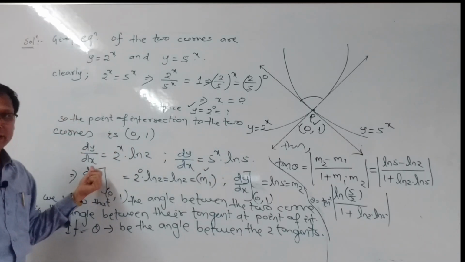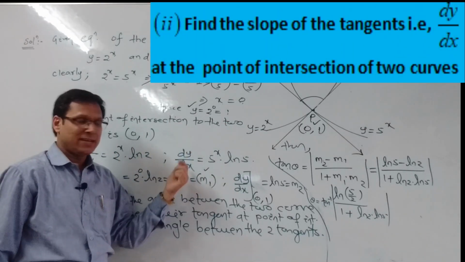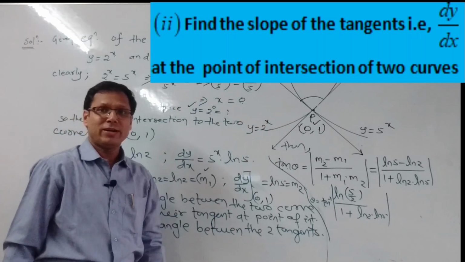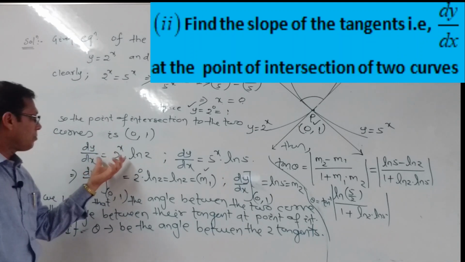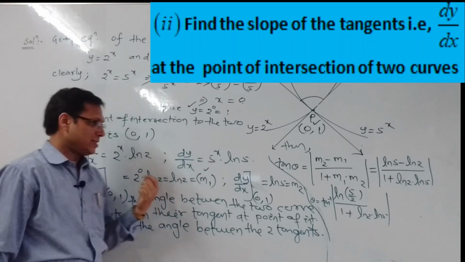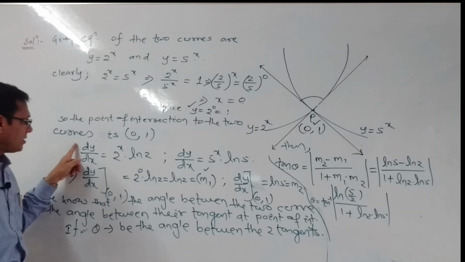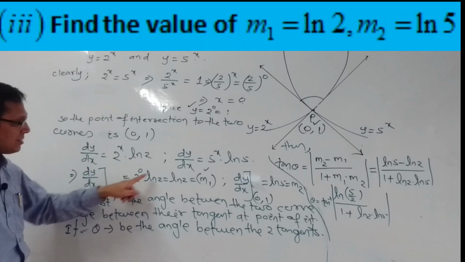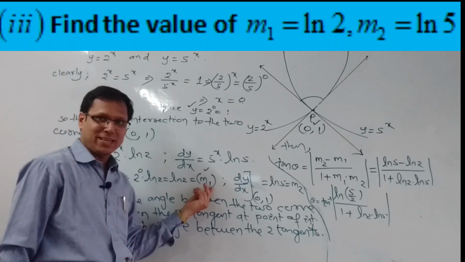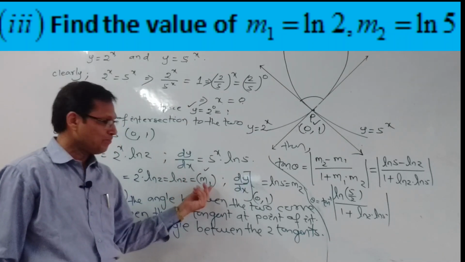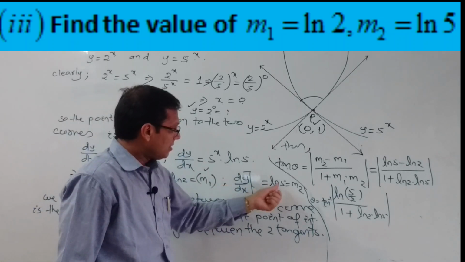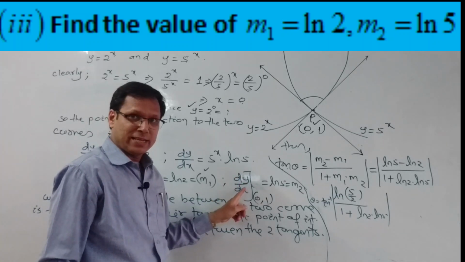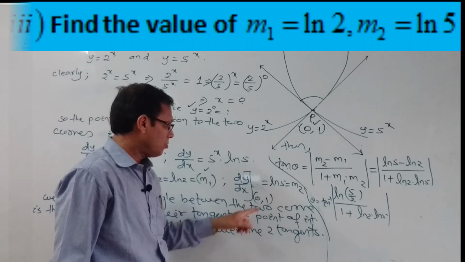Next, dy/dx, that is the slope of the tangent. Since the angle between the two curves means the angle between the two tangents, you have to find the slopes of the two tangents. Here, dy/dx = 2^(πx) · π · ln 2, and dy/dx at the point (0, 1) is ln 2. That is the slope of the tangent to the first curve, m1. Again, the slope of the tangent to the second curve is ln 5, that is m2.